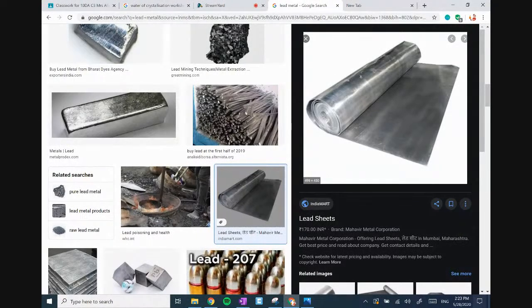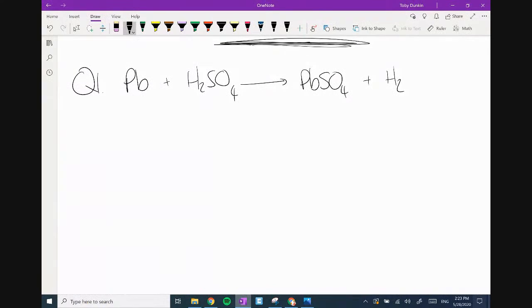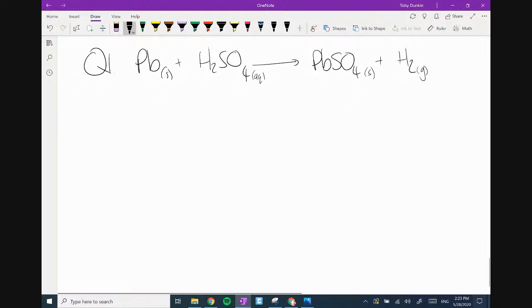So what I do is I cut a strip of this grey metal. This is just to demonstrate this in action. So let's now put on our state symbols. Lead metal is a solid. Sulfuric acid, of course, is aqueous because all acids are. Lead sulfate is a solid. And then hydrogen gas. This one's quite nice because lead 2 sulfate is actually white as well, so you get to actually see this happen.